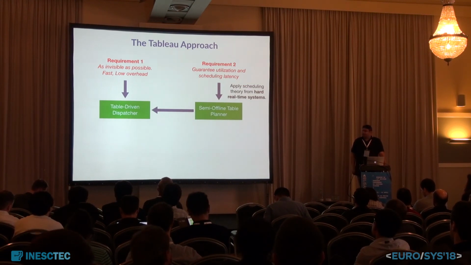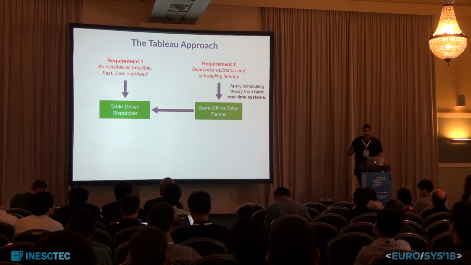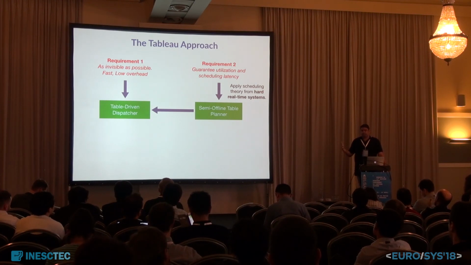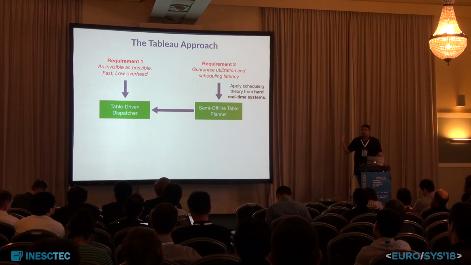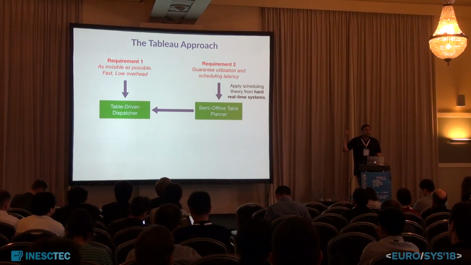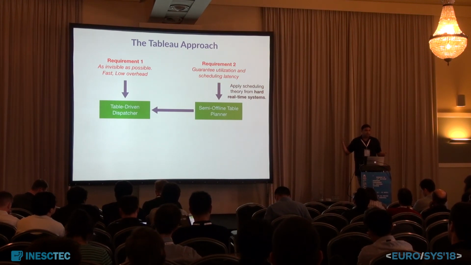And we feed this dispatcher with a table that's generated by a semi-offline planner. And what I mean by semi-offline is simply that it's running asynchronously in the supervisory VM. And we make this planner fast by applying techniques from hard real-time systems. And the interesting thing is we only need to invoke this planner whenever we create a VM. There's no other point in time where we have to actually invoke this.